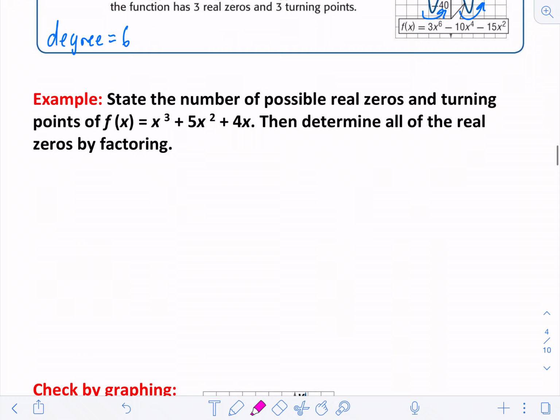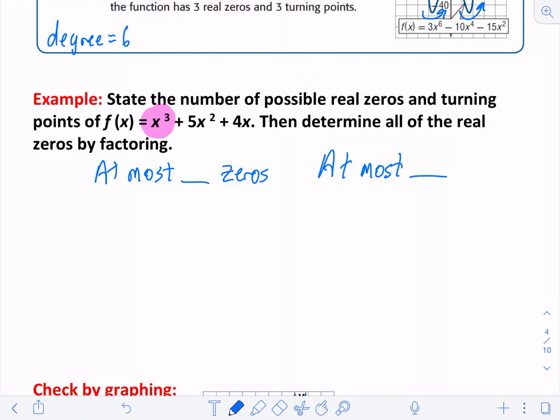So here we want to look at the possible zeros and turning points that this might have. Well, again, if we look at this first term, x cubed, the degree is 3. So because the degree is 3, we're going to have at most how many zeros, and at most how many turns? That's going to be 3 zeros at most and 2 turns at most. Let's solve this algebraically and see if we can prove that.